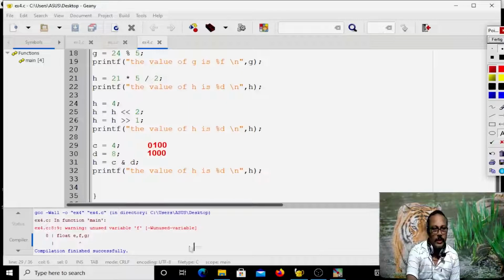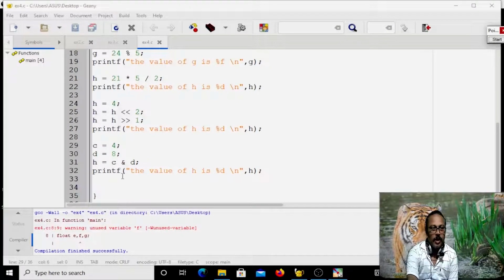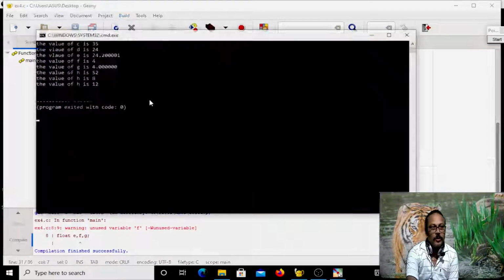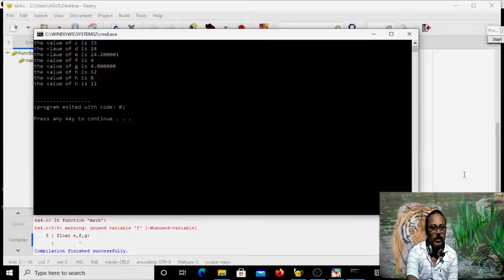Now, what is the logical OR? I have to remove these things. Just remember, 4 and 8 are there. These are the binary representations. You can note them down. Now I will do the OR operation. What happens? What do I get? 12.